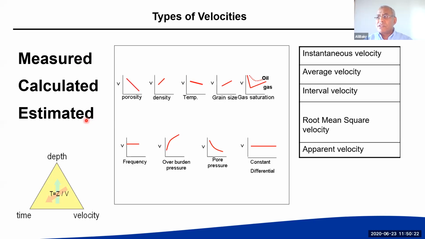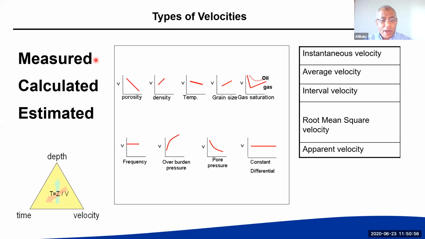Any of the velocity types, like instantaneous, average, interval, root mean square, apparent, could be measured, could be calculated, and could be estimated. Usually you have many sources while you are doing your time to depth conversion. So look at the sources of velocity, starting with measured. If you have measured, start with measured. If you have calculated, do the calculation. If you have estimated, and if you have all three, you will build a model using the three and see the different scenarios for the uncertainties.